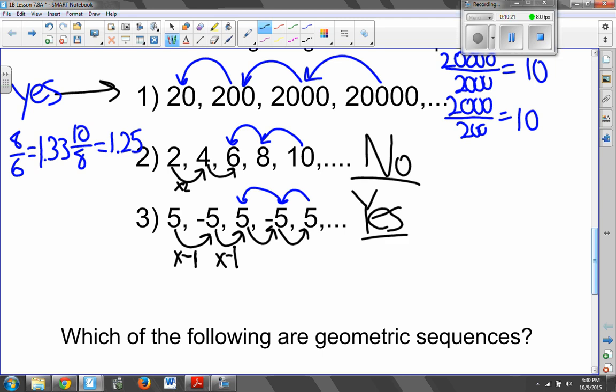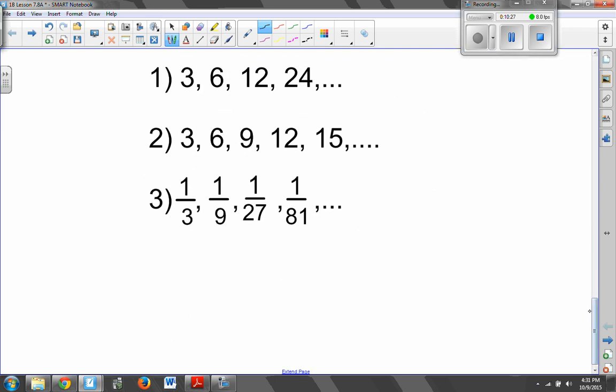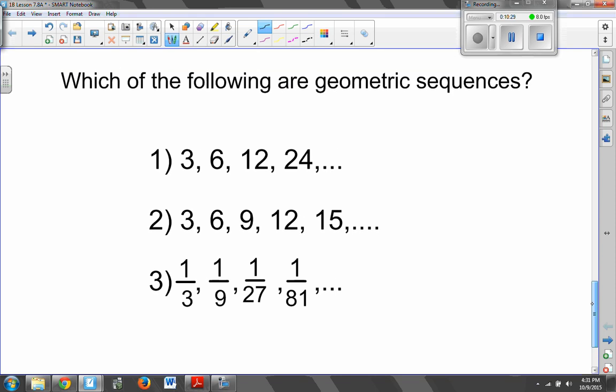Right? Now, your only job before class on Monday is to take a look at these 3 sequences and decide, are they geometric? Are they not geometric? Yes or no. Simple yes or no will do there. And then when you get back Monday, we will do some practice problems about identifying geometric sequences.